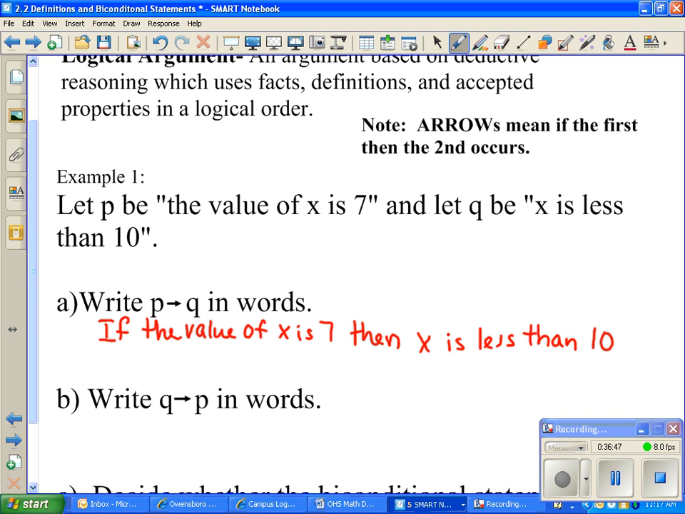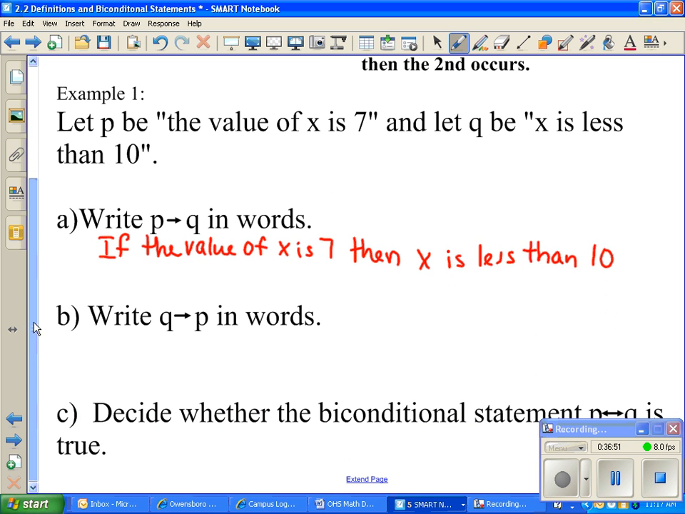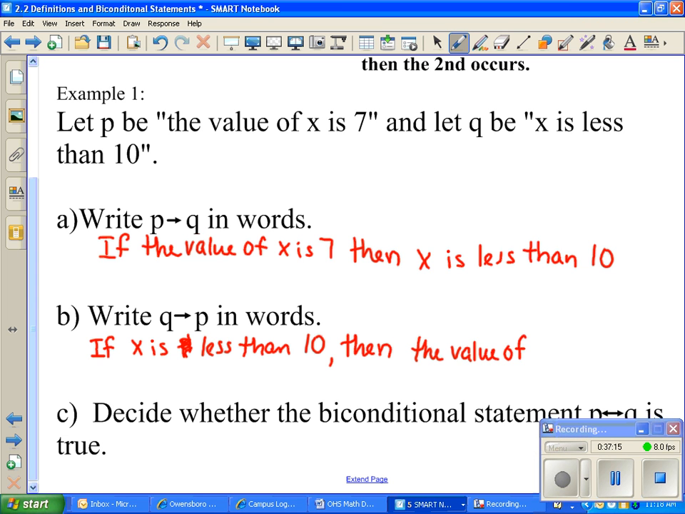Is that okay? Do you need me to do one more of those? It may not be true. So here we write Q. So if what's Q? If x is less than 10, the arrow means then, the P. The value of x is 7.